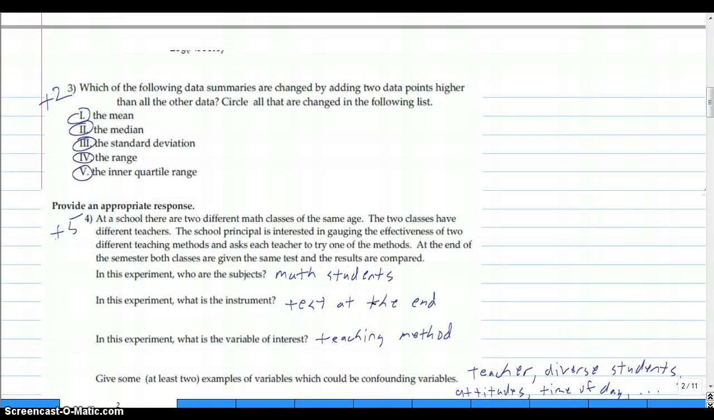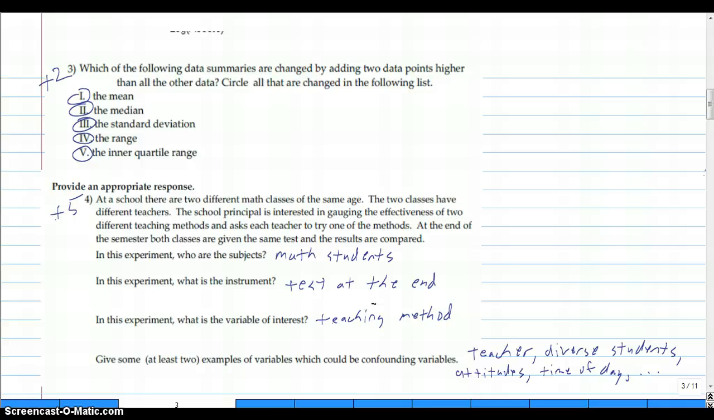Number 3, it says which of the following are changed by adding 2 points higher. So if I add 2 more numbers to the list, that's definitely going to raise the mean and the median. It's also going to add to the variation because those are on the end. It's going to change the standard deviation and the range. The interquartile range probably would change, but it wouldn't have to, because the quartiles may stay the same if there's a lot of repeat values near those points. But in general, I was looking for all of them would change.